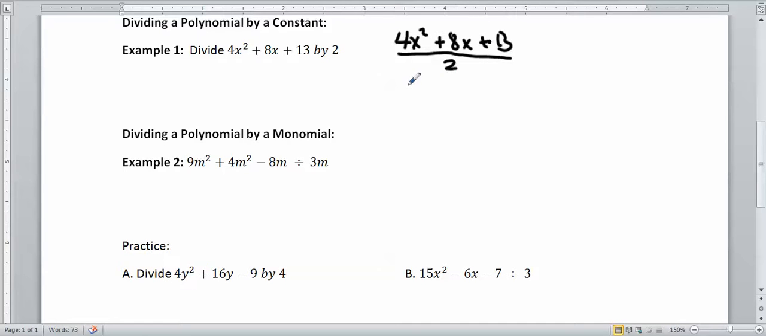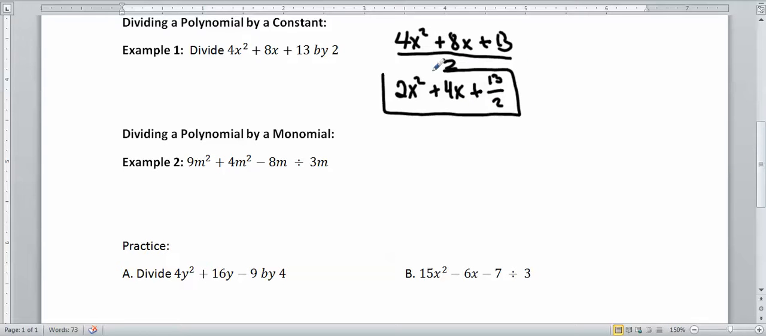So I get 4x squared divided by 2 is 2x squared. 8x divided by 2 is 4x. And 13 divided by 2, well, that does not simplify, right? I can't divide 13 by 2. So I'll leave that as a fraction because we do not want decimals on polynomials. They're not useful to us, so we just leave it as a fraction. You don't have to turn it into a mixed number. This is your final answer.